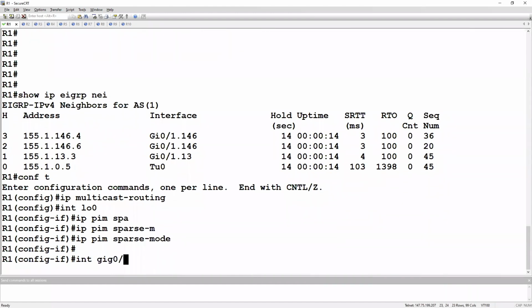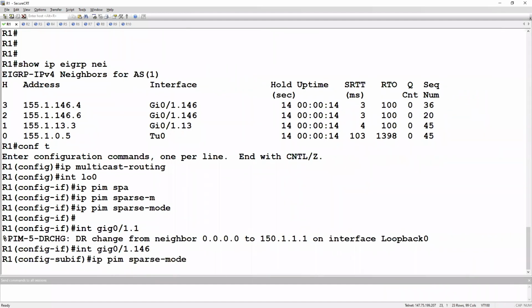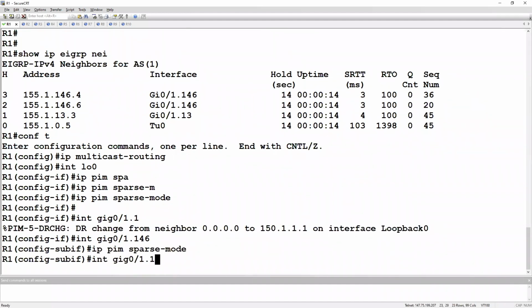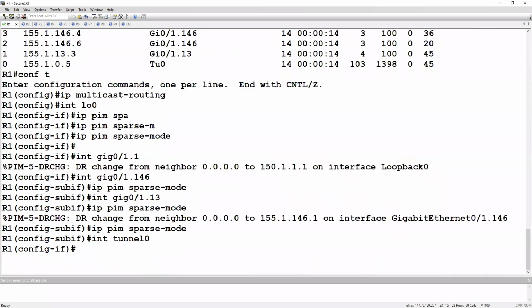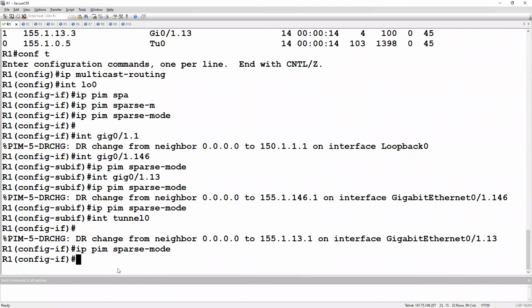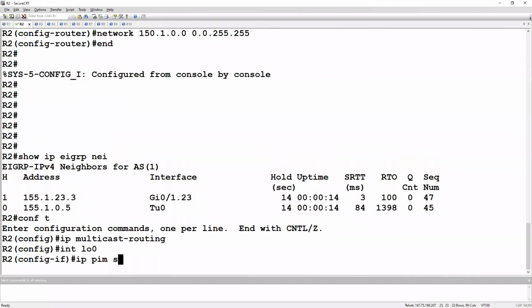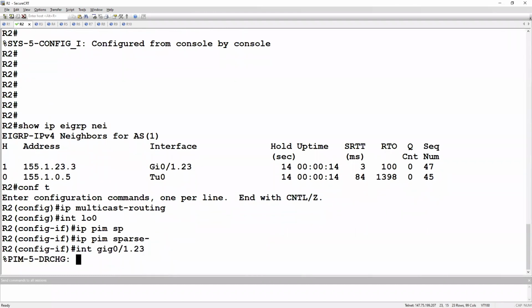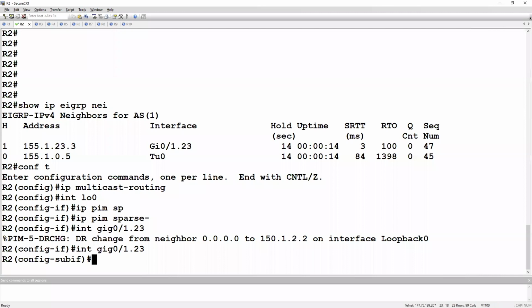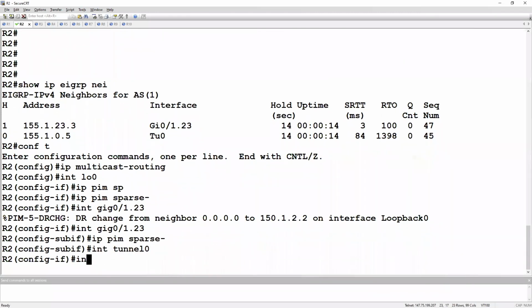Then we're going to enable PIM on all of our physical interfaces. So all of the interfaces that are running EIGRP adjacencies, we have ip pim sparse-mode. Same thing on router 2. So on interface loopback 0, ip pim sparse-mode. On interface gig 0/1.23, ip pim sparse-mode. And on tunnel 0, ip pim sparse-mode.